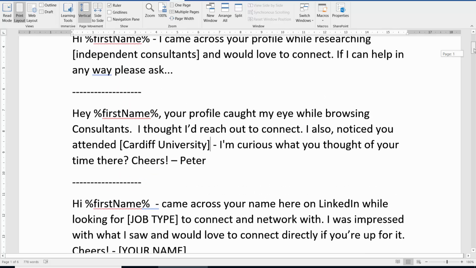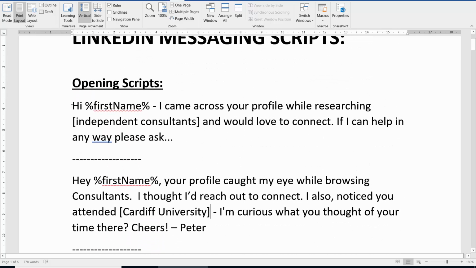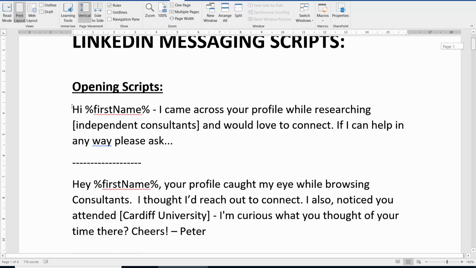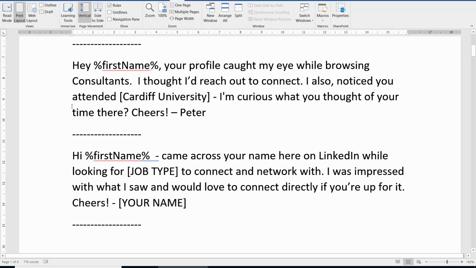However, my finding is you really don't need to do that. If you stick to something nice and simple like this, that is all you need to do. You don't need to overly complicate it. However, you can do that. If it's very specific, I could be looking for consultants who are independent, who are listed as solo consultants that used to work for KPMG, if that was something I was doing in my marketing campaign. So I also noticed you used to work at KPMG. I'm curious what you thought of your time there. So it's a conversation starter. It's an opener.